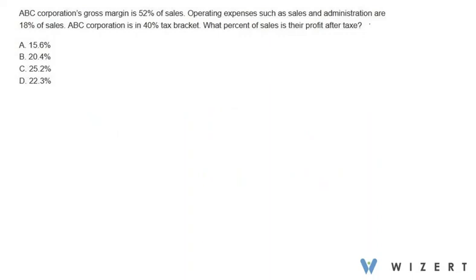We have this question here. ABC Corporation's gross margin is 52% of sales. Operating expenses such as sales and administration are 18% of sales. ABC Corporation is in 40% tax bracket. What percent of sales is their profit after taxes?